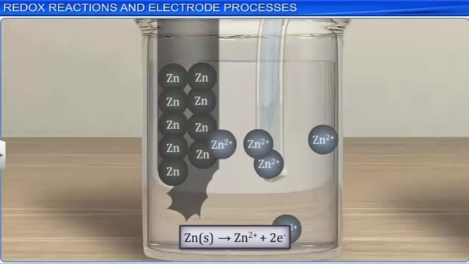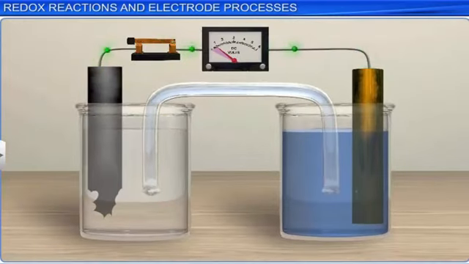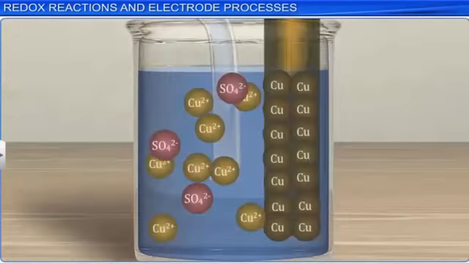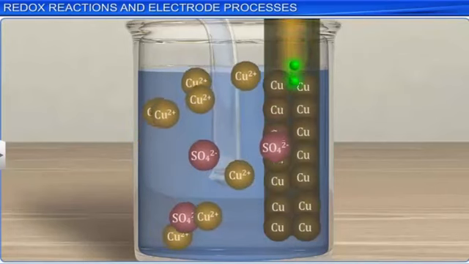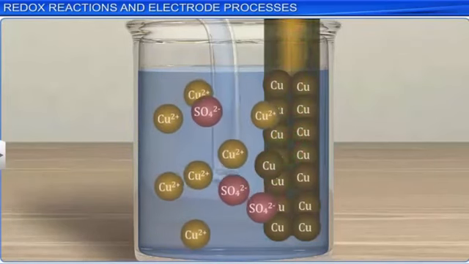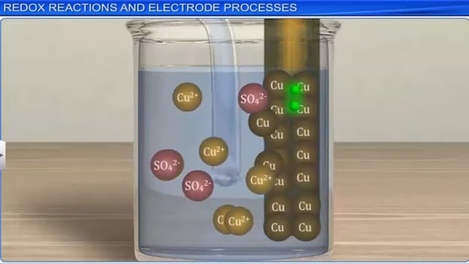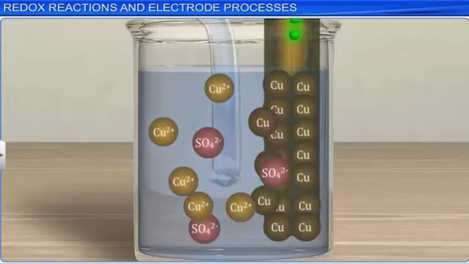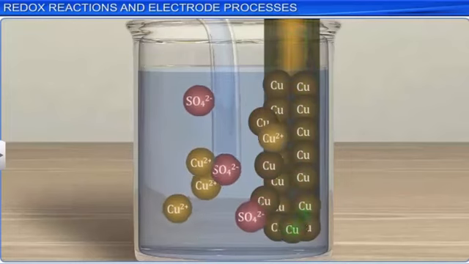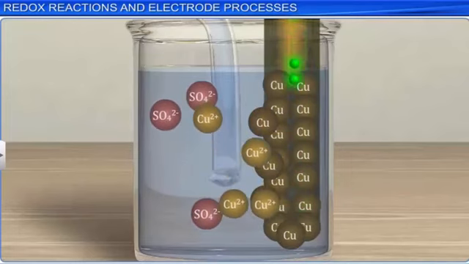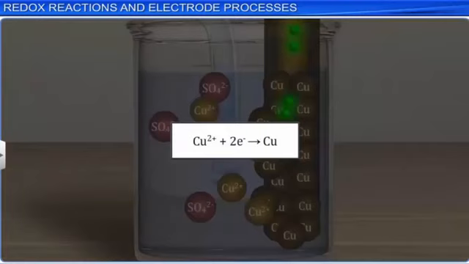The electrons move through the voltmeter wire and reach the copper rod. When the electrons lost by zinc reach the copper rod, they combine with the copper 2+ ions to form neutral copper atoms, which get deposited on the copper rod. The equation for this reaction can be expressed as copper 2+ ions gain 2 electrons and form copper metal.